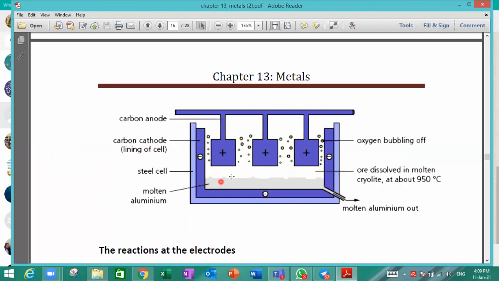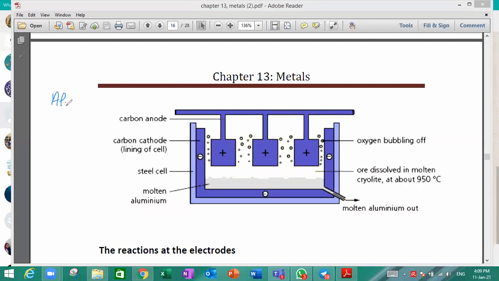And of course, we are going to place here the molten alumina, which is the bauxite, together with the cryolite, and they dissolve together at 950 degrees Celsius. Okay, now we have here in this container aluminium oxide in the molten state, and this means that we have aluminium ions and we have oxide ions.